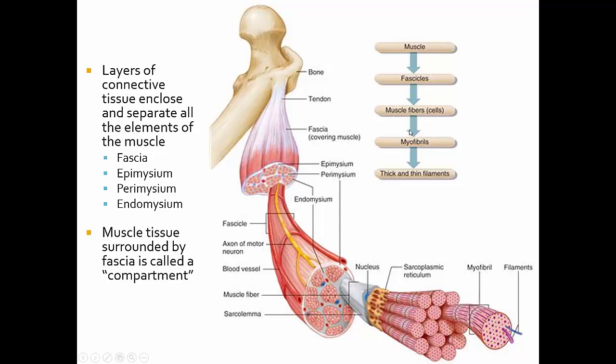And then the muscle fibers can be further broken down into myofibrils. Okay, so this is one muscle fiber. These are individual muscle fibrils. This is one muscle fibril, which is separated into thick and thin filaments. And we will go through all of these in much more detail. But generally, this whole muscle, the whole thing, covered by the fascia is called a single compartment.